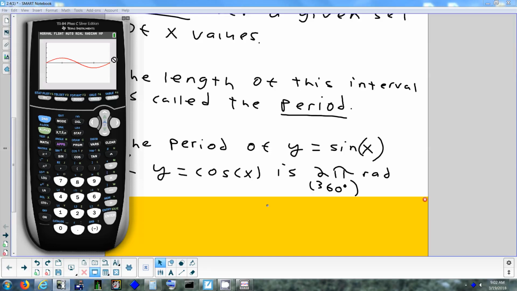Now, it might look like I just stretched that graph out a little compared to this, but I actually didn't change the graph at all. All I did was change where you were looking. So I decided to zoom in to that section right there. But I didn't actually change the graph at all. It just looked bigger because I zoomed in.